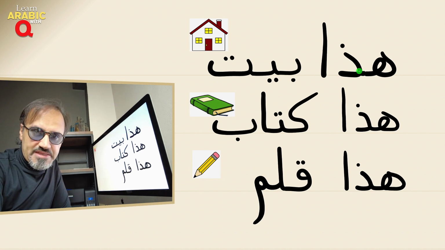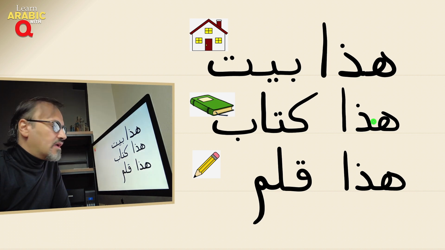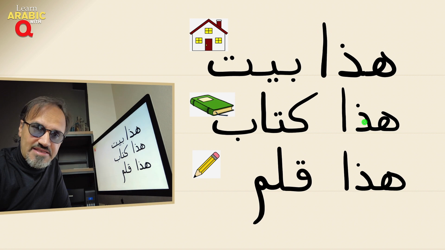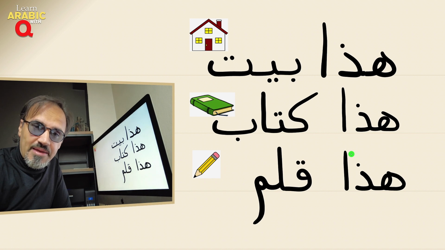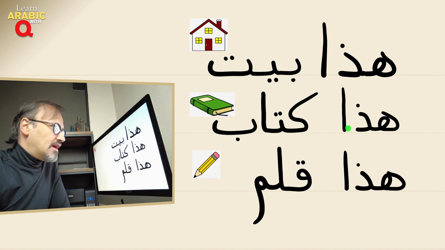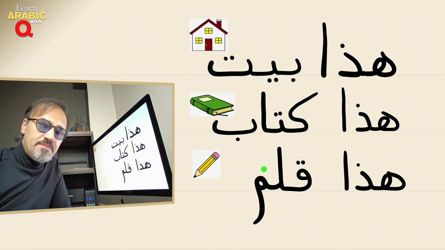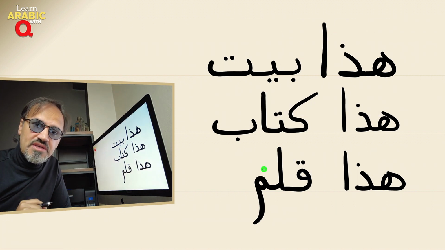Hada bait. Say it after me. Hada bait. Hada kitab. This is a book. هذا قلم. Okay? One more time. هذا بيت. هذا كتاب. هذا قلم. Okay? So now you have created your first 3 sentences.